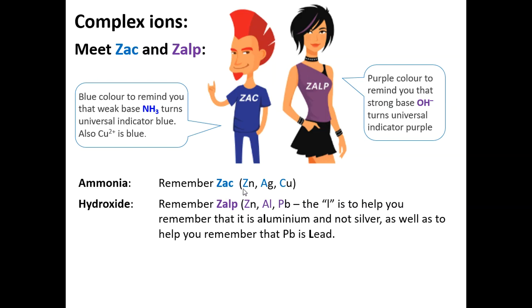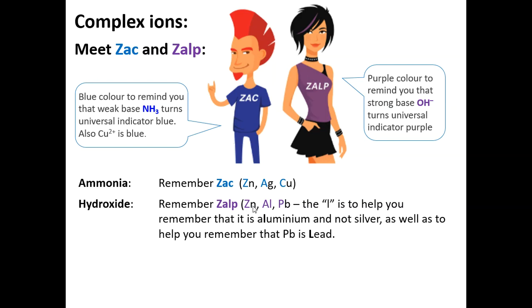So Zach, think of the cations zinc, silver, and copper. Silver is Ag, where the Zach comes from. They form complex ions with ammonia. In other words, the ammonia molecules will attach to zinc, silver, and copper and form a soluble complex. Zach is dressed in blue because ammonia is a weak base, so it'll turn universal indicator blue, and also the copper 2+ ion is blue. So that's to help you remember Zach.